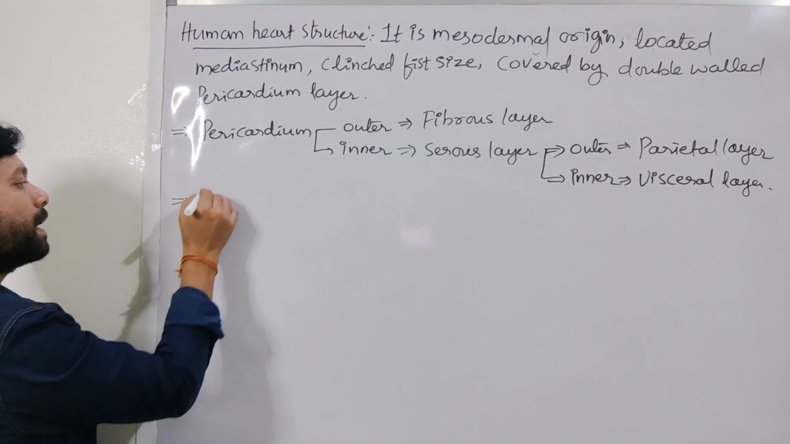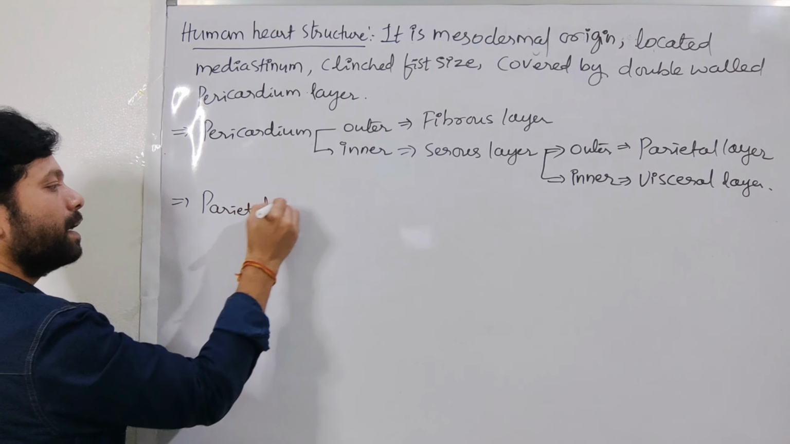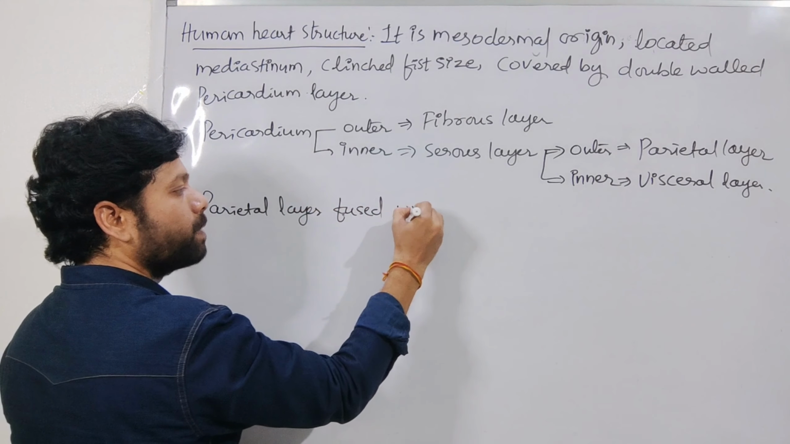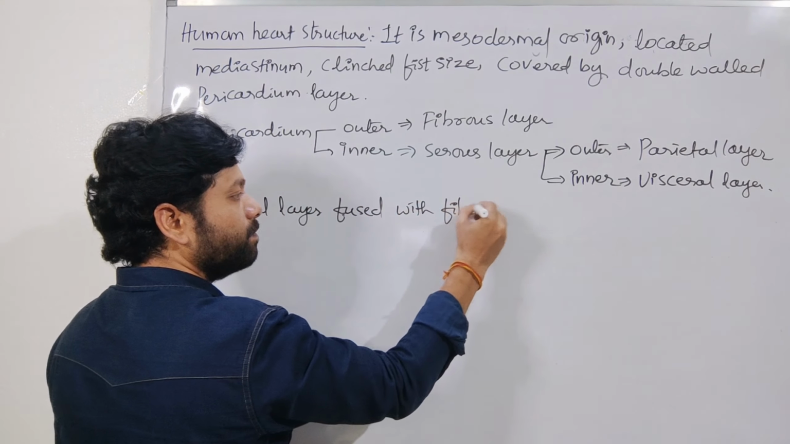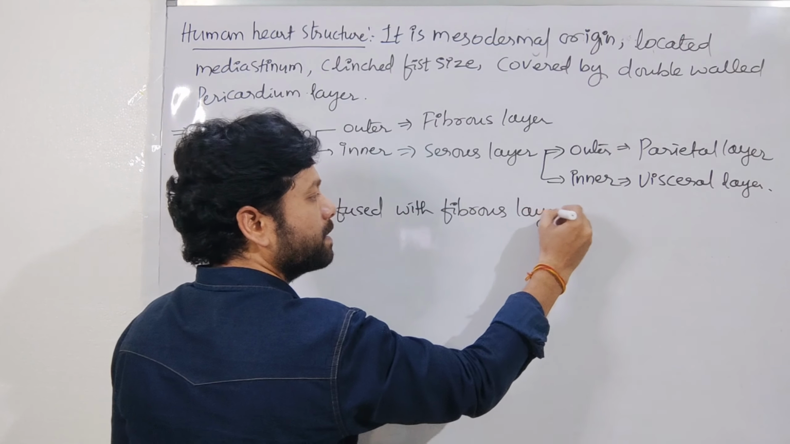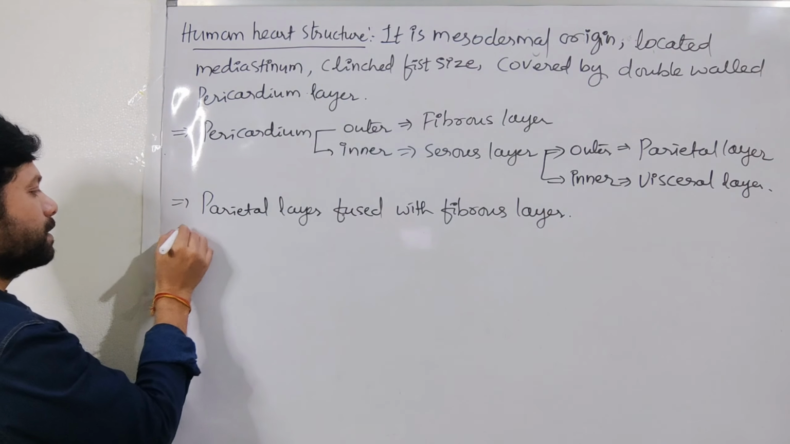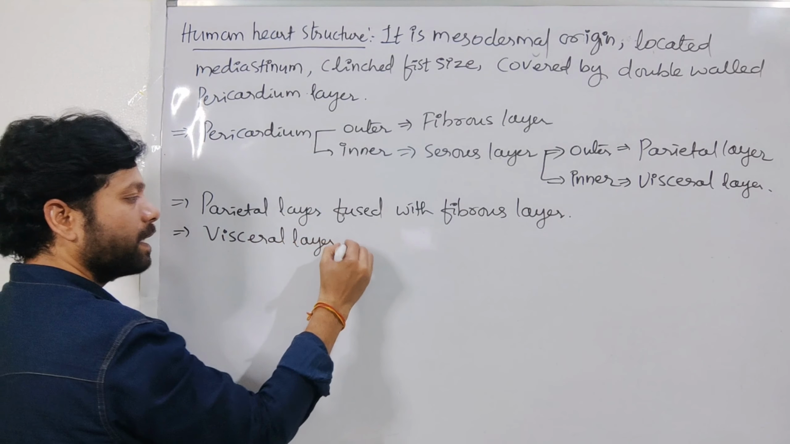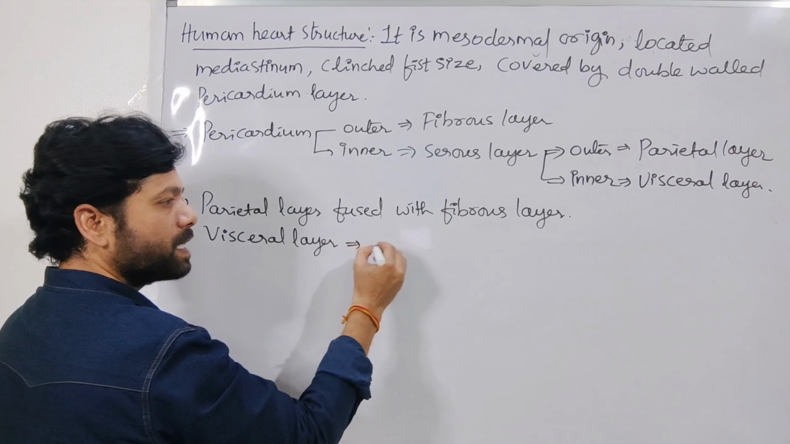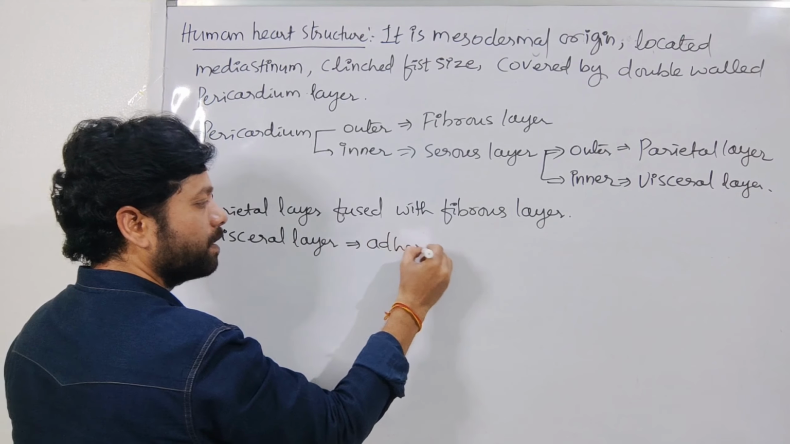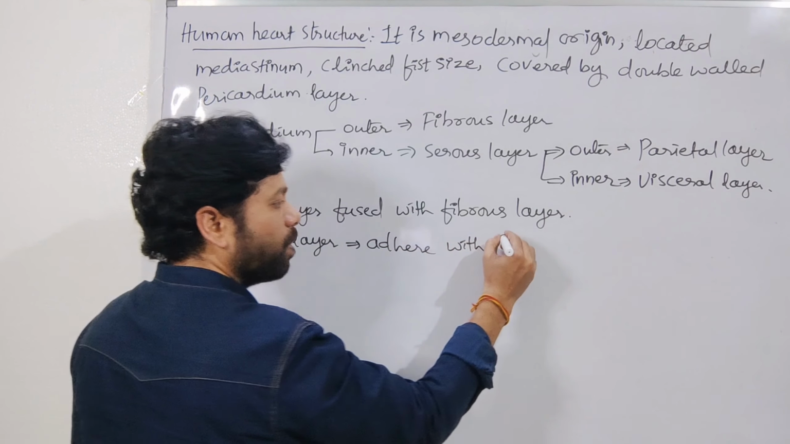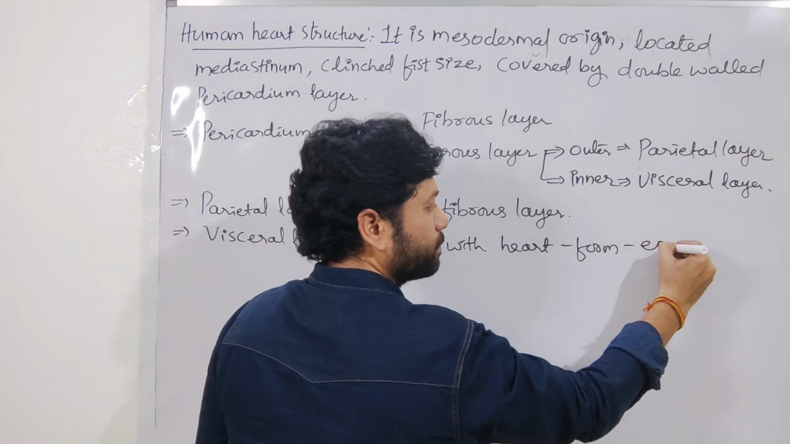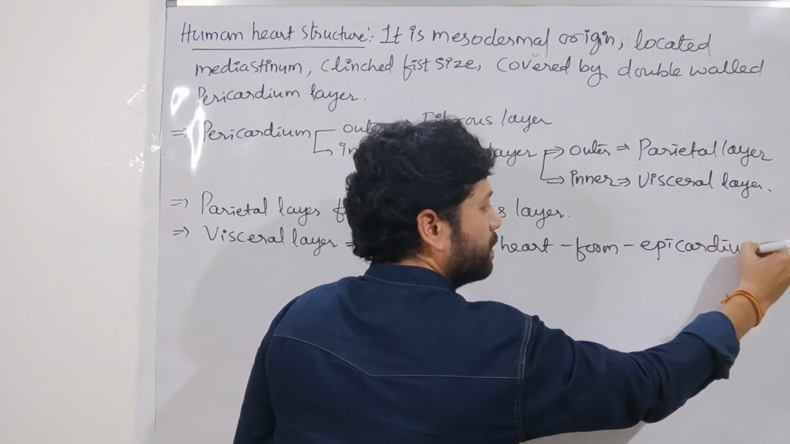The parietal layer is fused with the fibrous layer. The remaining visceral layer, the inner layer of the serous layer, is in contact, attached with the heart wall. So it forms the epicardium.